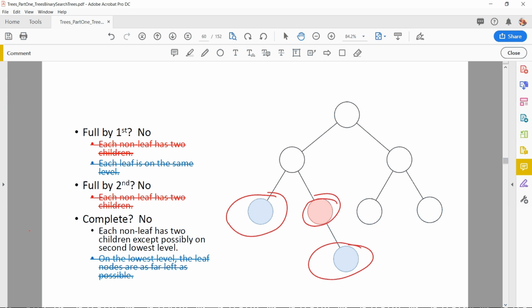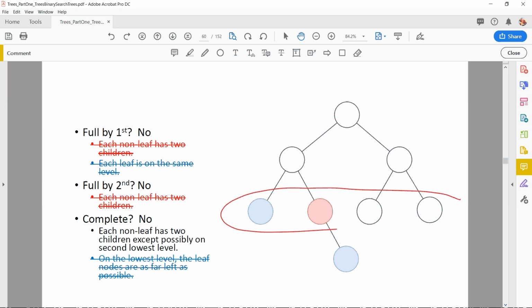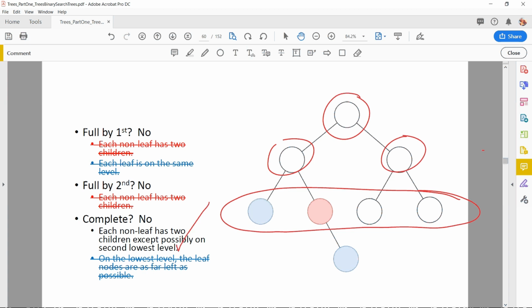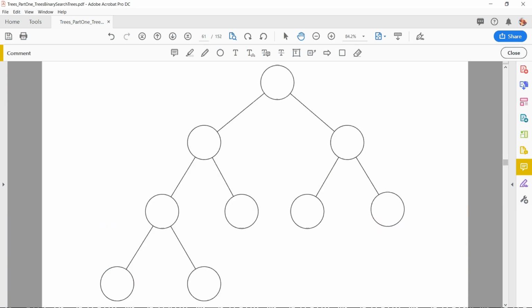For complete, here the second lowest level is this one. So for all the other levels, we want each non-leaf to have two children, two children, two children, two children. So that part's actually good. But then again, here on the lowest level, we want the leaf nodes to be as far left as possible. So this one would have to go all the way over here in order to make it complete. Because of that, this tree is not complete. Take a look here.